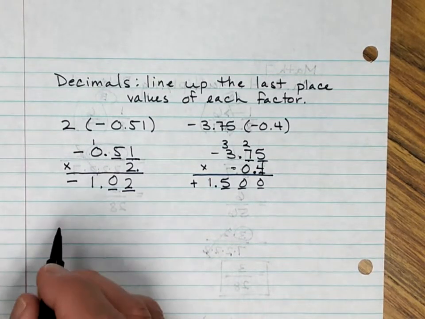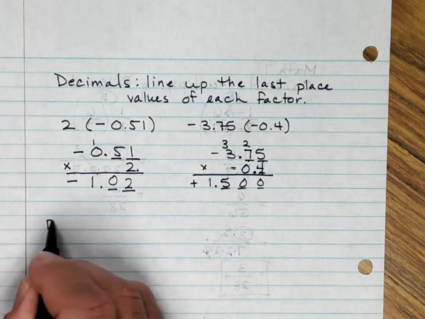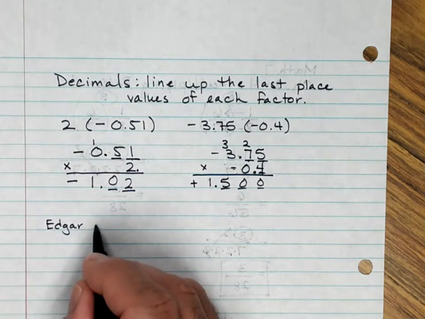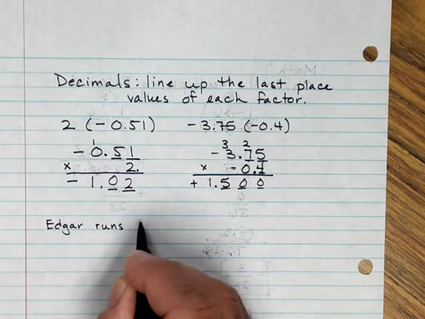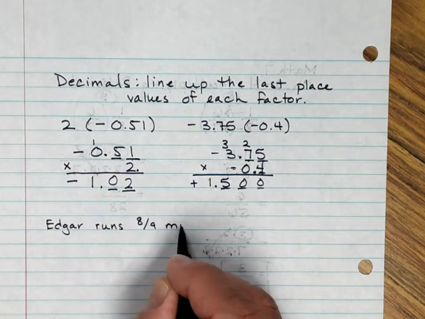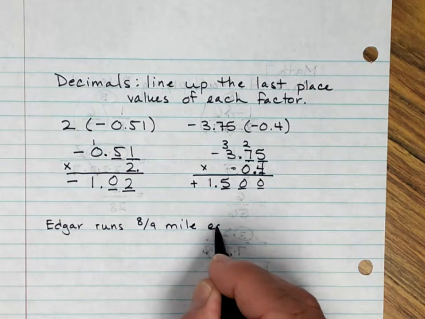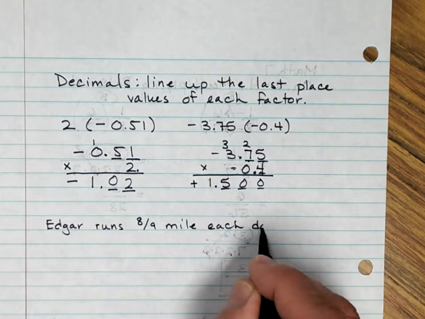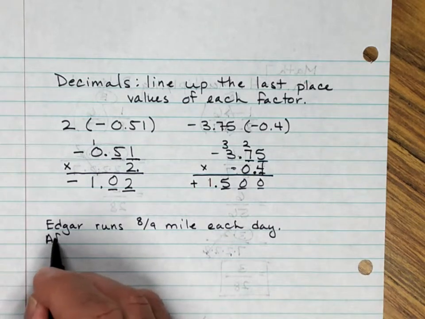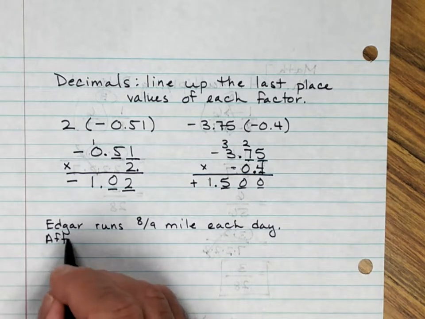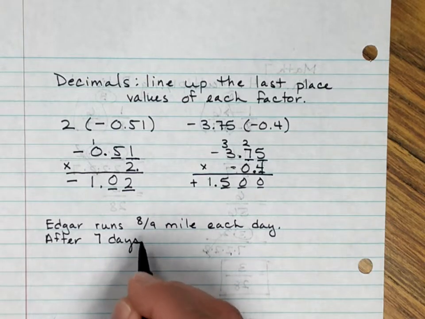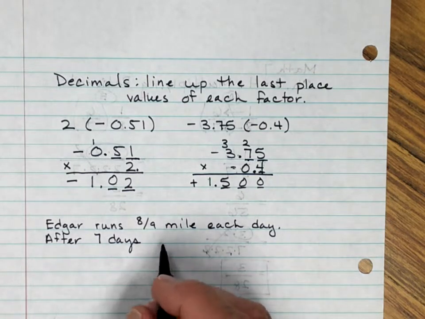Last one. This is that word problem. Edgar runs 8/9 of a mile each day. After 7 days, what is his run total?